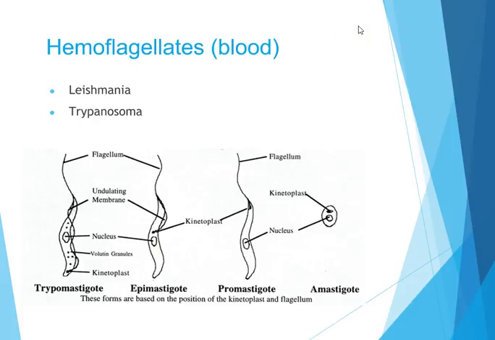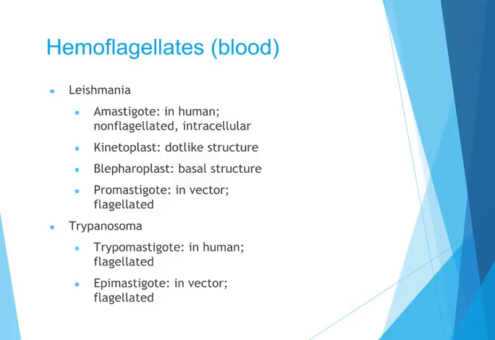This is the second half of Unit 1 in Micro 240, and we're going to start out talking about hemoflagellates, and these are parasites that have flagella and they're found in the blood. The two organisms that you need to know about are Leishmania and Trypanosoma. And there's some terms that you need to know.